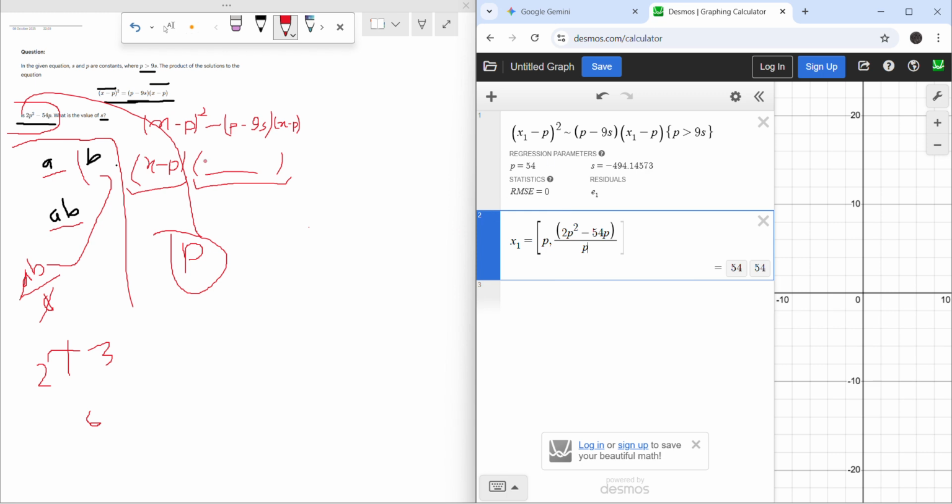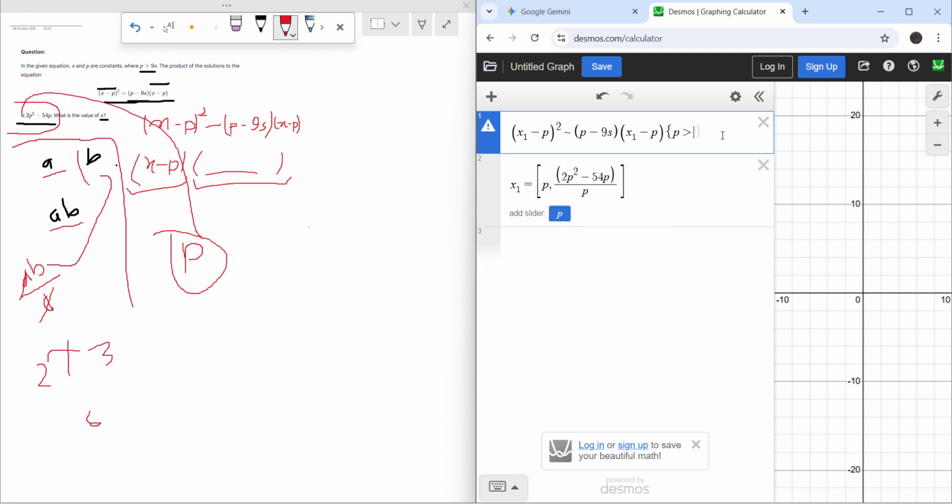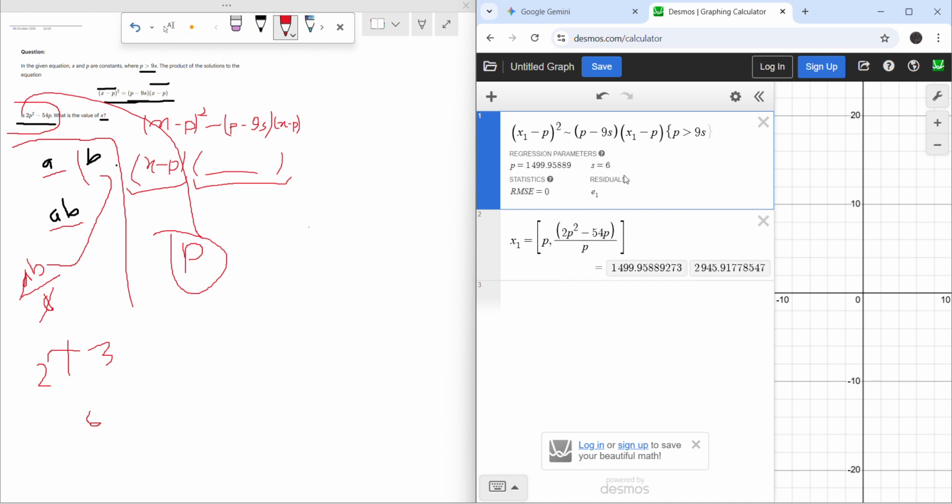So what is the value of s? The value of s is minus 494, right? So we did this, but 54 is showing, and I think it is some decimal place. Let me do it again. Sometimes in the browser the decimal is glitchy, right? So s is 5, and s is 6. So the value of s is 6.